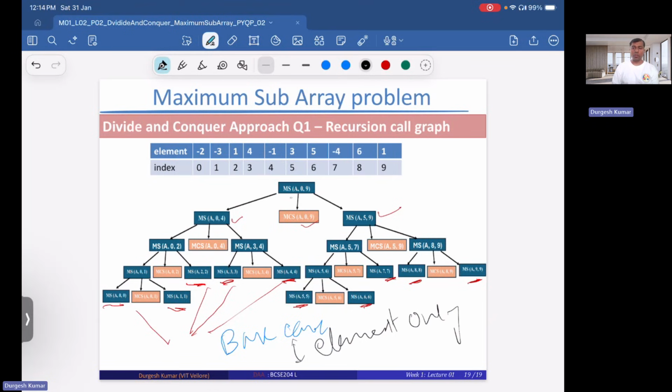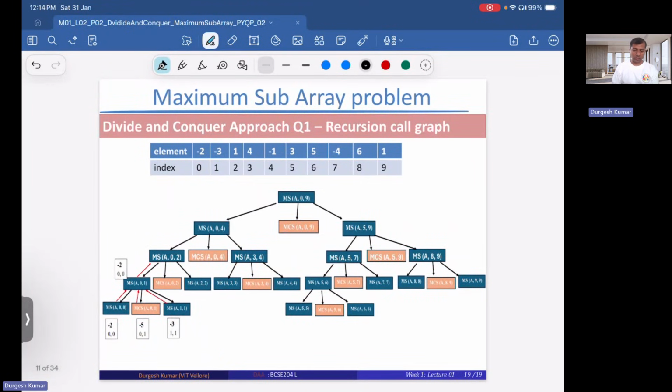So what will be the output of this recursion call graph? It will come from here, down to MSA(0,0). It will return -2, a single element, where the low index is 0 and high index is 0. So it returns -2, (0,0). Next we see MSA(1,1). It will return -3, with low equal to 1 and high equal to 1.